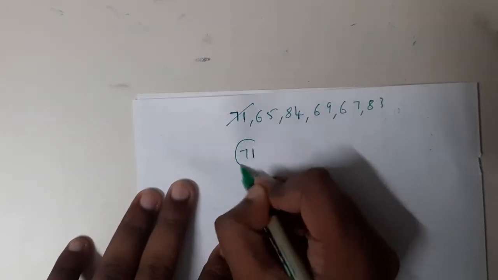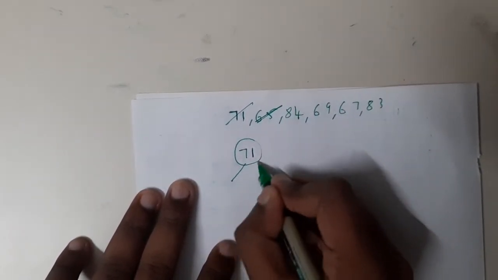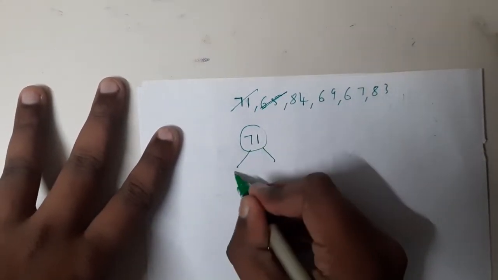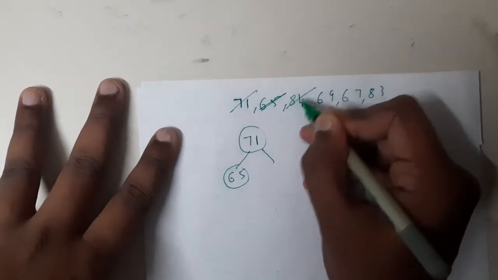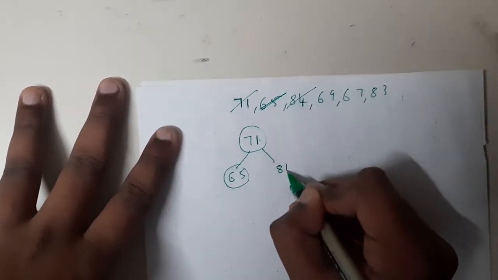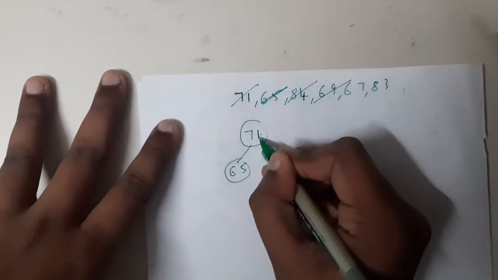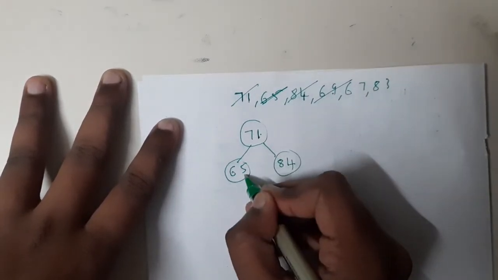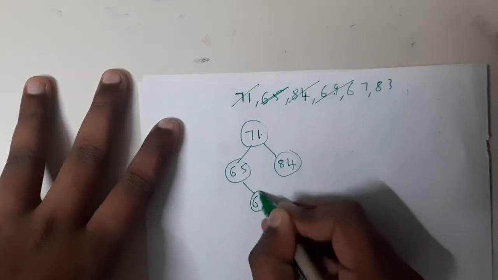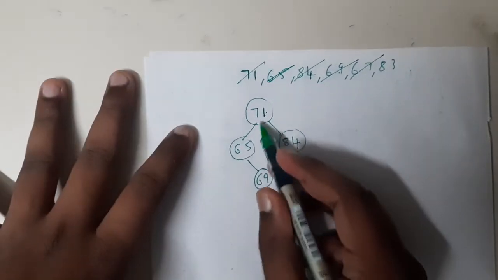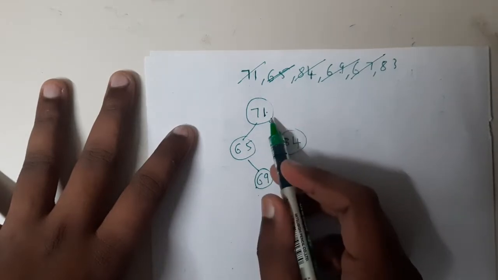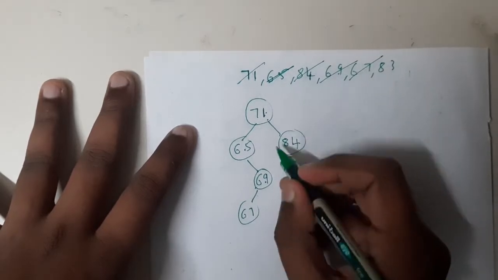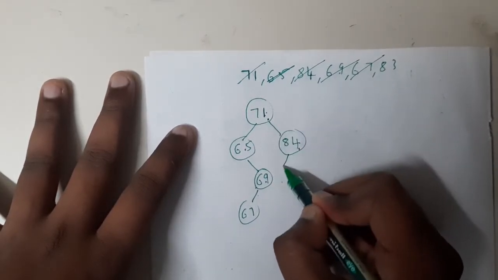71 is inserted. Next 65. Whenever you are inserting any node, you check whether 65 is less than 71. Yes, so push it to that side. 84: is 84 greater than 71? Yes, push it this side. 69: is 71 greater than 69? Yes, so go left. Is 69 greater than 65? Yes, so go this side. 67: is it less than 71? Yes. Greater than 65? Yes. Less than 69? Yes. So 67 goes there. Similarly 83: it is greater than 71 and less than 84, so it goes there.